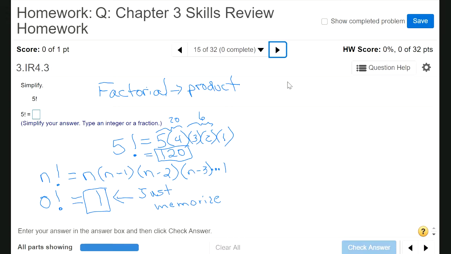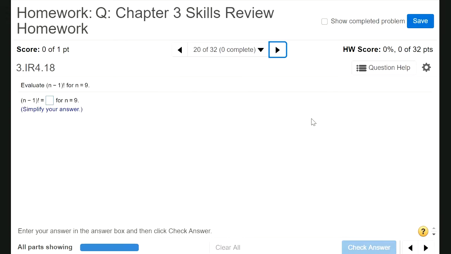All right, so that was example 5. I have 9 examples total for the skills review. This is example 6, and it's number 20 in the skills review quiz. This one says evaluate n minus 1 factorial for n equal 9.